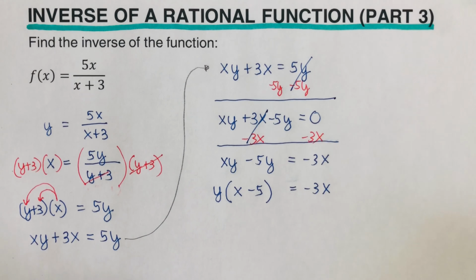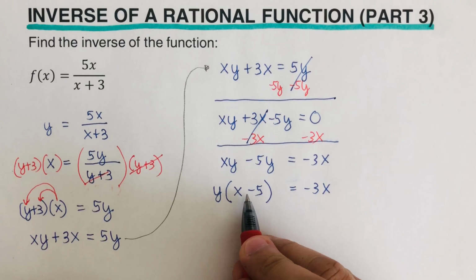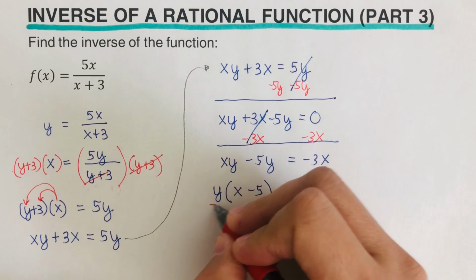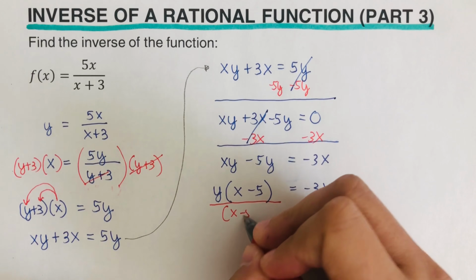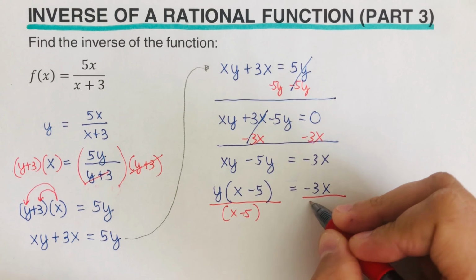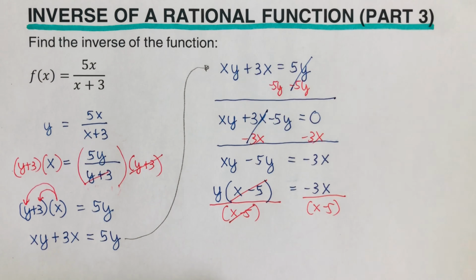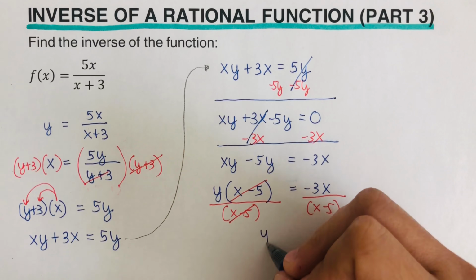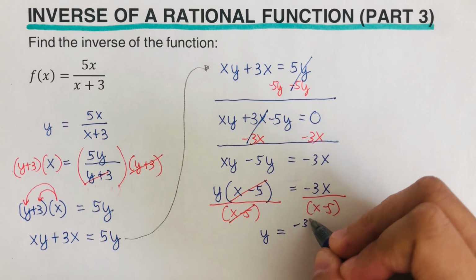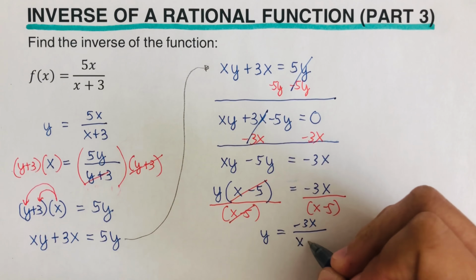So then we can divide both sides by x minus 5 so that we are left with y. So I'm going to divide this by x minus 5, and then I will divide this by x minus 5, so we can cross this out. We are left with, that's going to be y is equal to negative 3x over x minus 5.